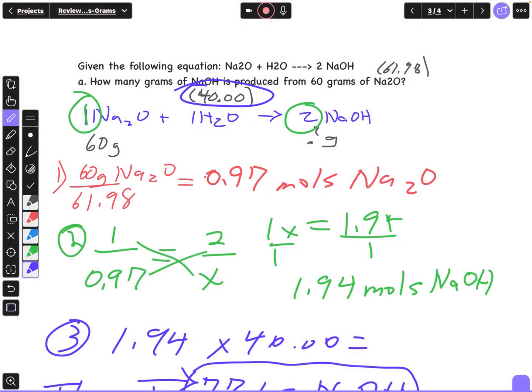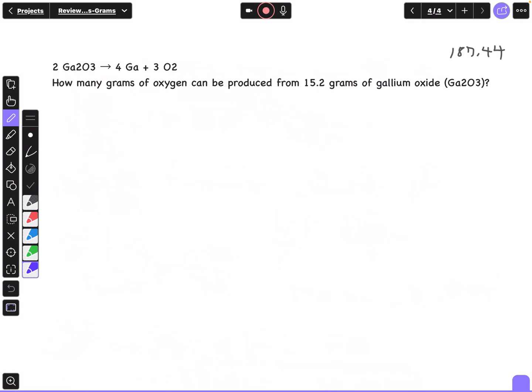Now let's look at one more example. We're given the equation 2Ga2O3, that's gallium oxide. So I'm going to rewrite that. Remember, 2 moles of gallium oxide breaks down into 4 moles of gallium and 3 moles of oxygen gas, which is O2. What the problem is asking is how many grams of oxygen, which I don't know. And I'm given 15.2 grams of gallium oxide.